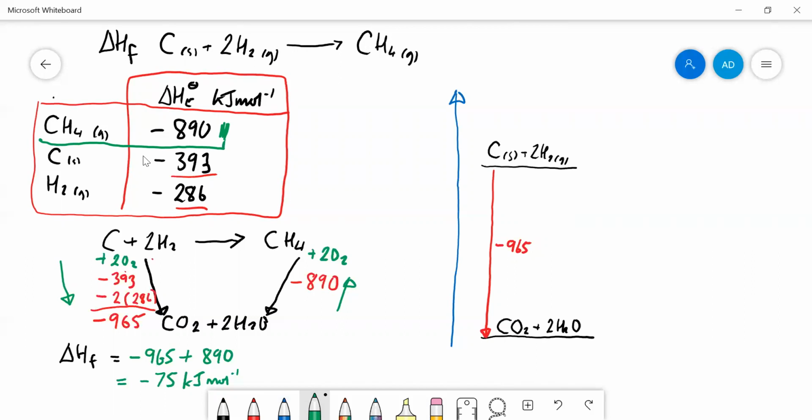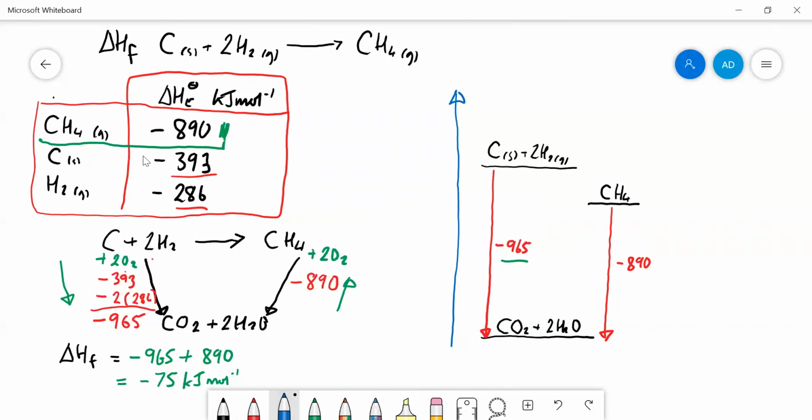Now, 890 is smaller than 965, isn't it? So where do I put methane? Well, I'm going to have to put methane somewhere about here. I should put the oxygens in there, but I probably won't bother. Right, so methane there, and we know when you burn methane, turn it to carbon dioxide and water, you get minus 890 kilojoules.